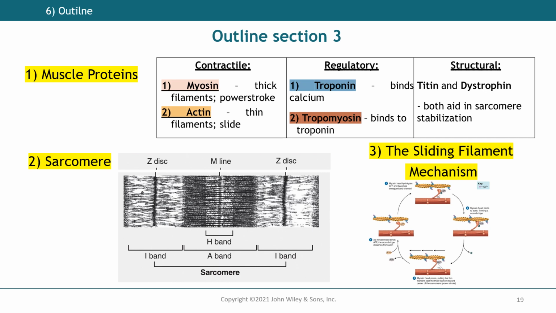We finished section number 3, and at this point you should know all the muscle proteins. You should know that there are 3 types: contractile, regulatory, and structural. You should also know that there is a structure called the sarcomere, that it has different components, that the sarcomere is the unit of contraction of the muscle, and at the end we watched a video and I summarized the 4 key points about the sliding filament mechanism.